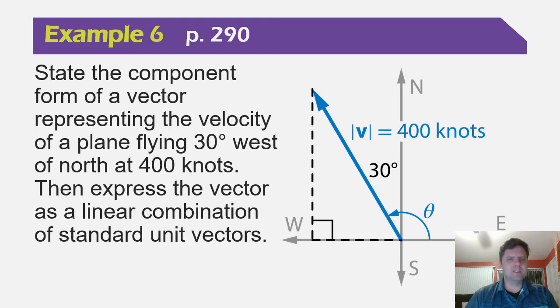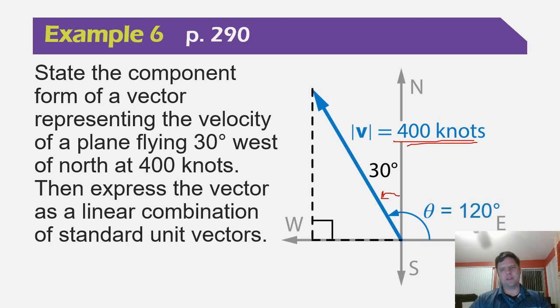So let's look at this guy. State the component form of a vector representing the velocity of a plane flying 30 degrees west of north at 400 knots. Then express the vector as a linear combination of standard unit vectors. All right, so look at the drawing we've got here. We've got a plane which is flying at 400 knots. We're told that it's flying 30 degrees west of north. So this would be 30 degrees west of north. And it's wanting us to express this as a combination of standard unit vectors.